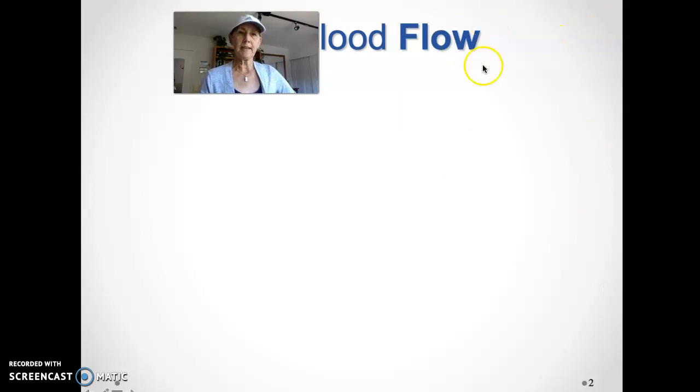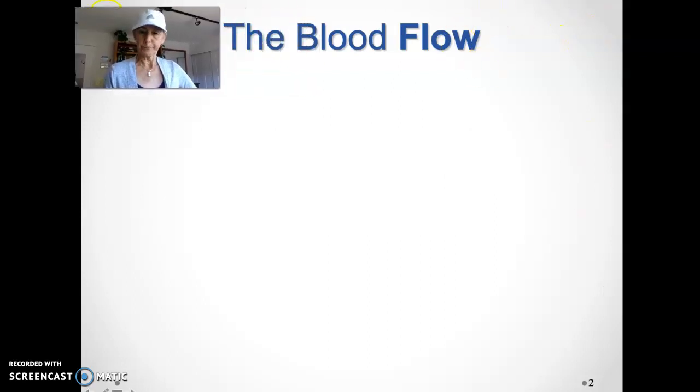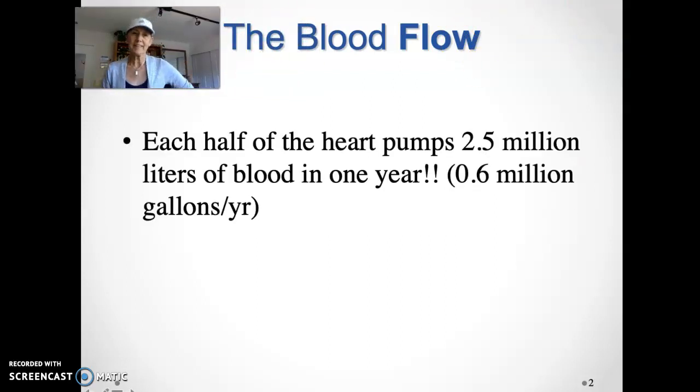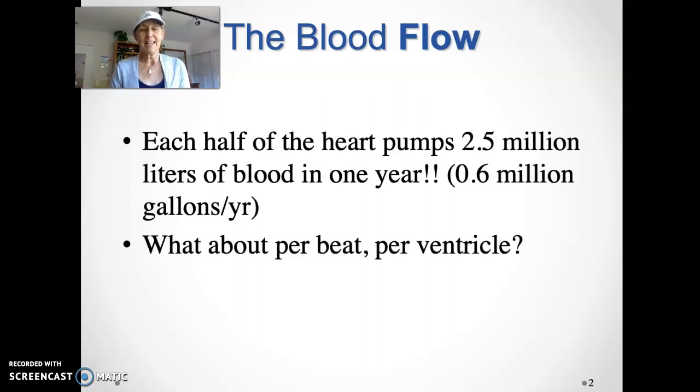So when we first think of blood flow, think of this. Each half of the heart is going to pump about 2.5 million liters of blood in a year. This little muscle that you have is just going to be continuously pumping the approximate 5 liters of blood that you have, and it's constant, right? So that doesn't help you to know how much you pump in a year.